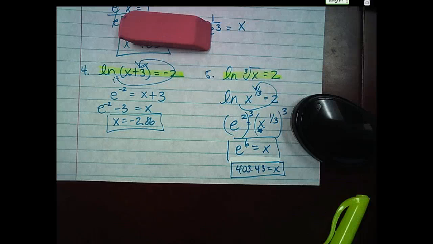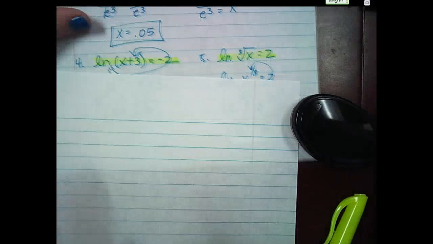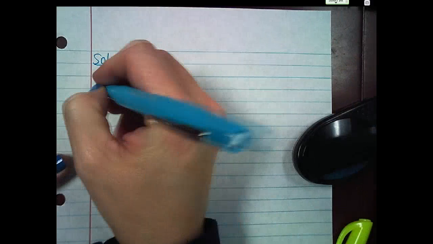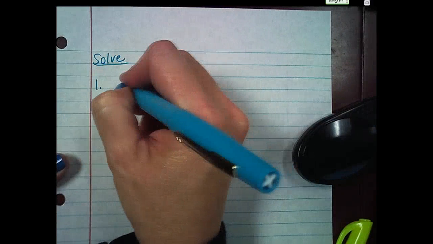Okay, now we're gonna change gears one more time to do solve. We have 4 problems left and we're done. If e to the x equals 2.